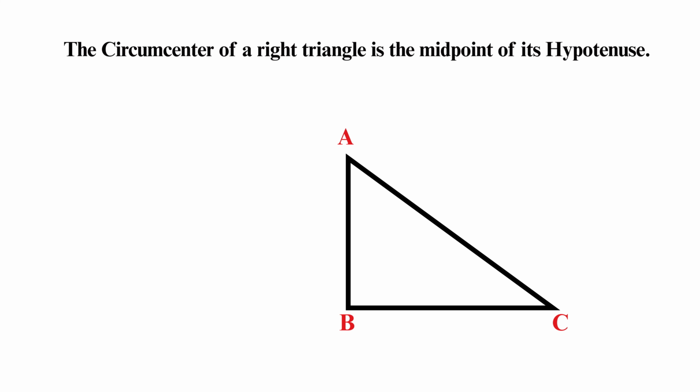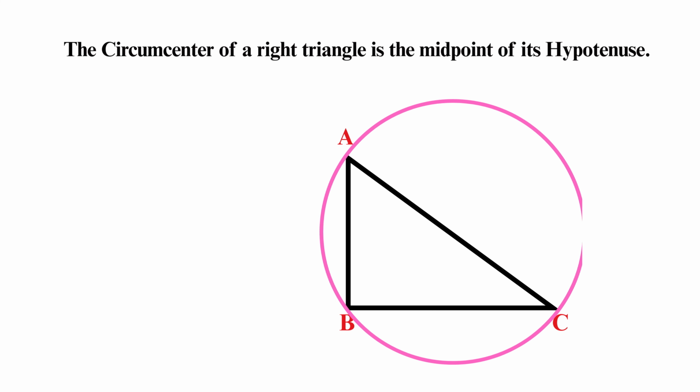First, construct the circumcircle that passes through the three vertices. Let's call the center O. To prove O is the midpoint of AB, we need to show that OA equals OB. And since O is the center of the circle, OA, OB, and OC are all radii, so they must all be equal. How do we show this?